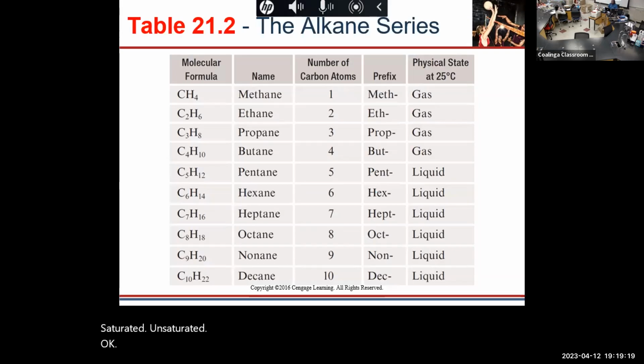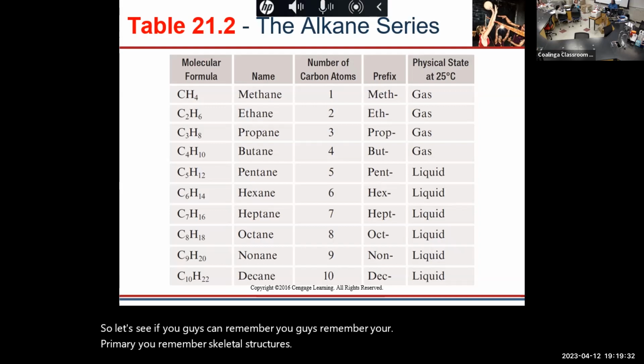So let's see if you guys can remember. You remember skeletal structures? Let me show you what they are.